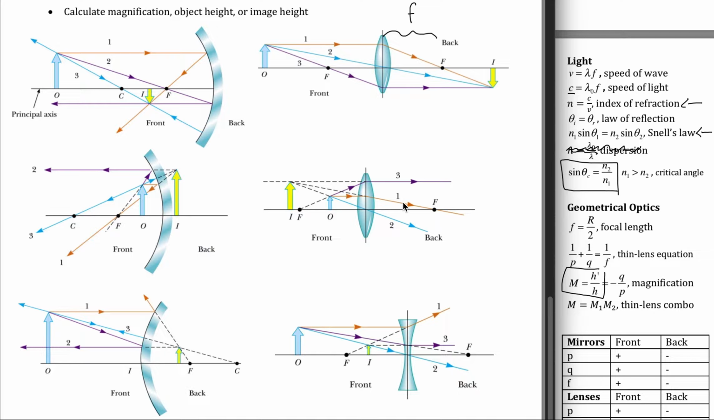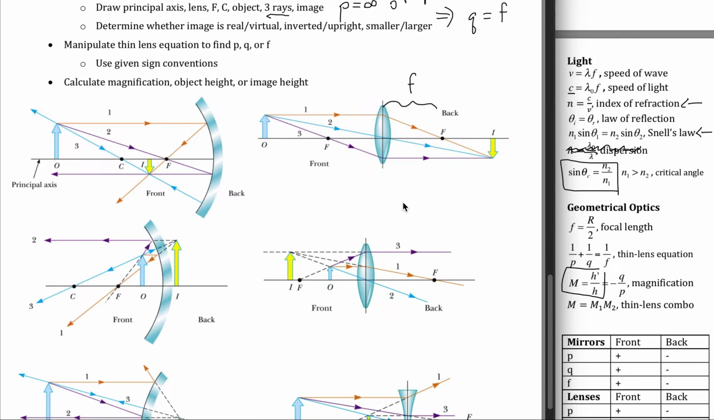Then the third ray is the one that, and this one seems like it was misnumbered, some of these here, but ray number 3 is my purple one. Number 3 is the one that goes through the focal point and then is reflected parallel, or if it's a lens, it's through the focal point and then parallel on the other side.